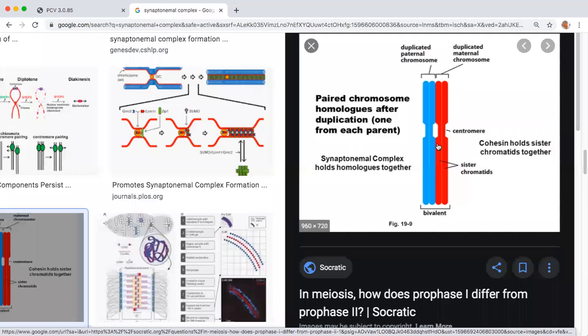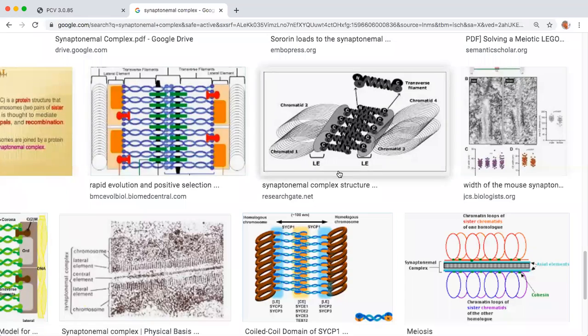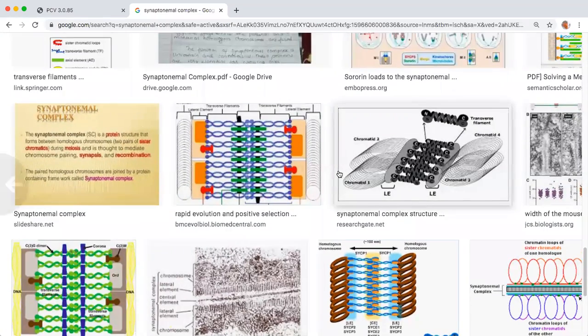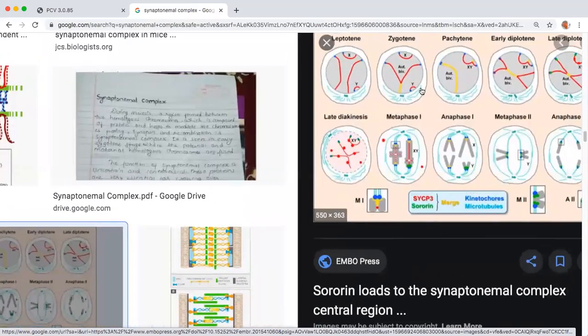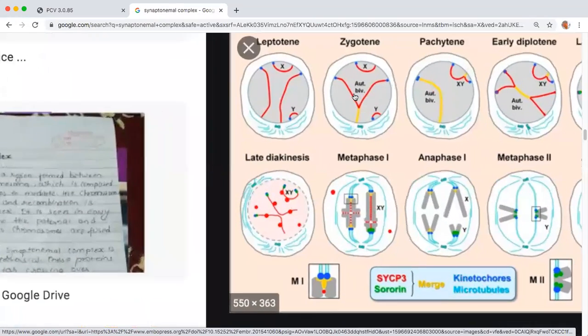So here, these two things are sticking together. That is what we call the synaptonemal complex. It's not spindle fibers which will join them. It is because of a protein which is called cohesin. A protein called cohesin will hold the sister chromatids together and the synaptonemal complex together. It is because of the proteins that it will be joined together. Okay, so that is what we call a synaptonemal complex. You see here, you have different stages put together. So you see zygotine, what is happening?